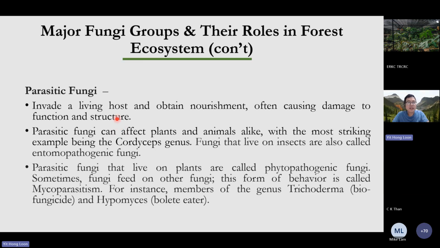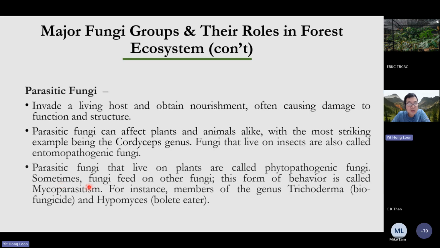Okay, parasitic fungi can affect plants and animals, like the cordyceps. These fungi actually grow on insects. This group of fungi is called entomopathogenic fungi. Okay, entomo means the insect. Parasitic fungi can also attack live plants. Okay. This group of fungi we call phytopathogenic fungi. Phyto usually refers to flora or the plant.